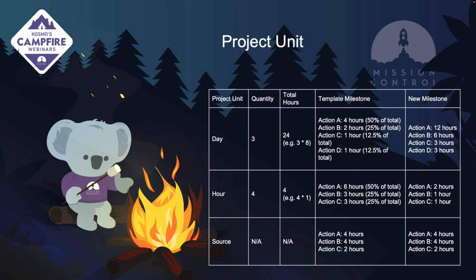Based on your template milestone, if action A takes up 50% of your milestone's hours, then it will also take up 50% of the total hours based on the quantity. If the hour project unit is selected, the quantity will be the amount of hours that is available for that milestone. So if I set a quantity of 4 and action A takes up 50% of the hours scheduled for my milestone, then 2 of the 4 hours, 50% of the 4 hours will be scheduled for action A.